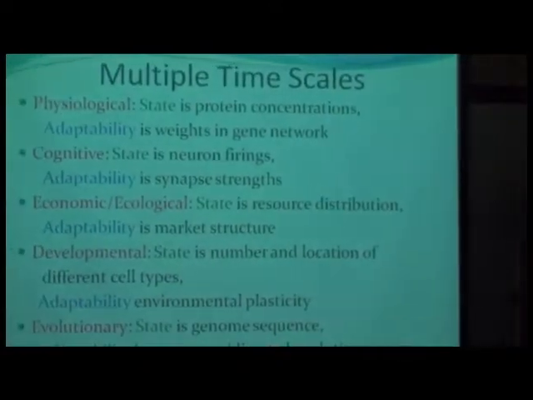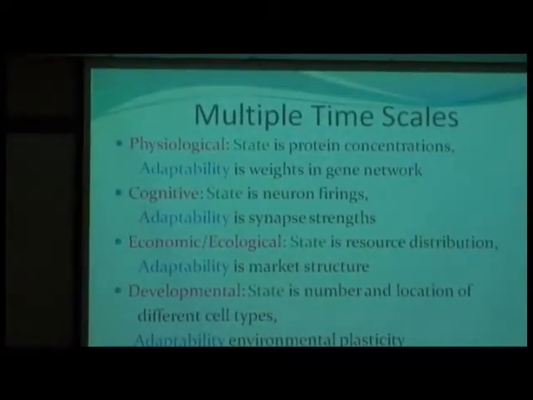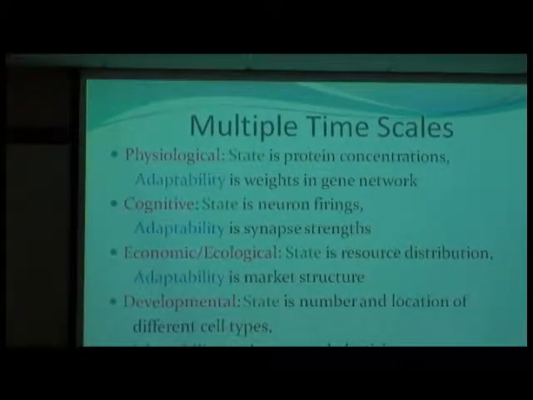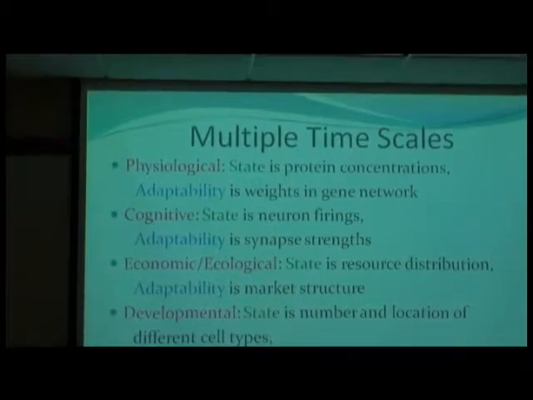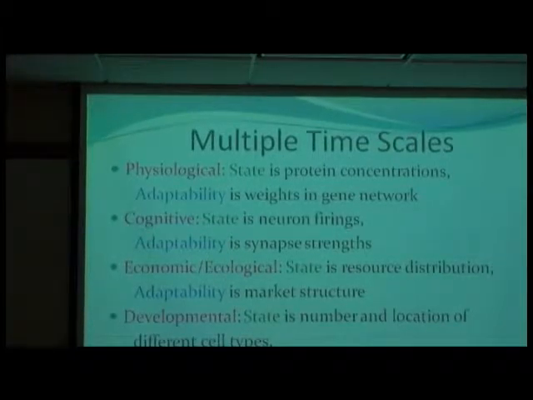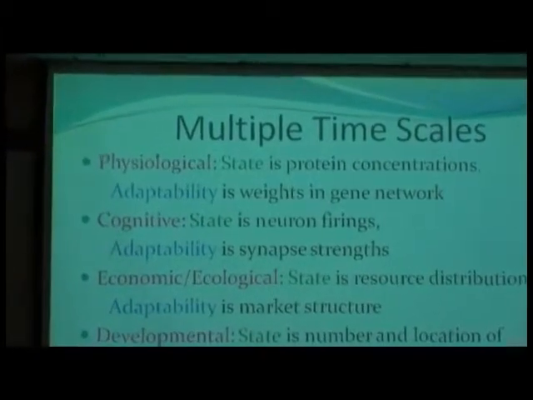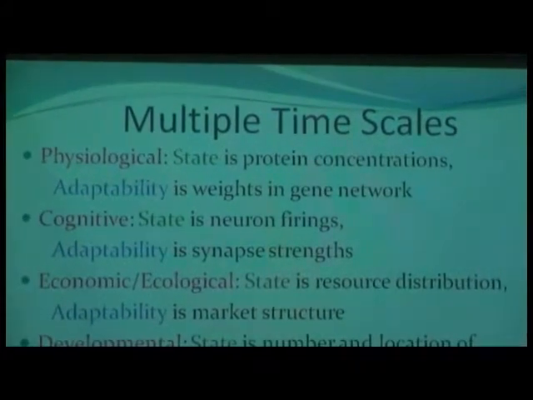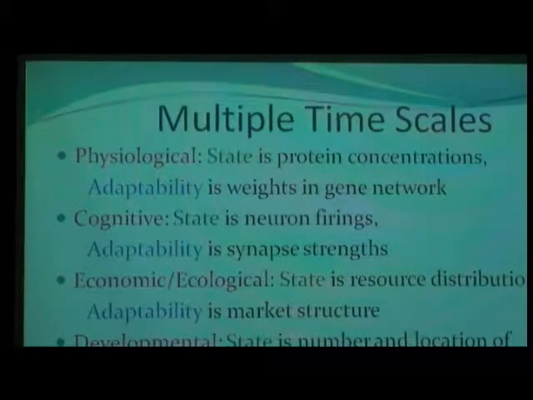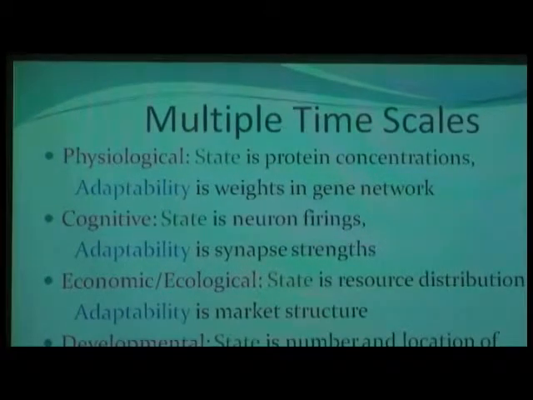There are multiple timescales here, five of them. There's the physiological timescale, which is as an organism acts in the world, its internal state, represented by the concentration of proteins in its cells, is adapting and responding to what's happening to it. The cognitive level is for animals that have brains, have nervous systems. The activity, the neuron firings of those neurons, represents its model of the world at that level.